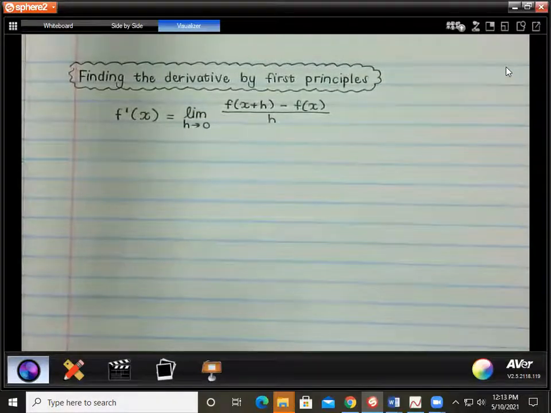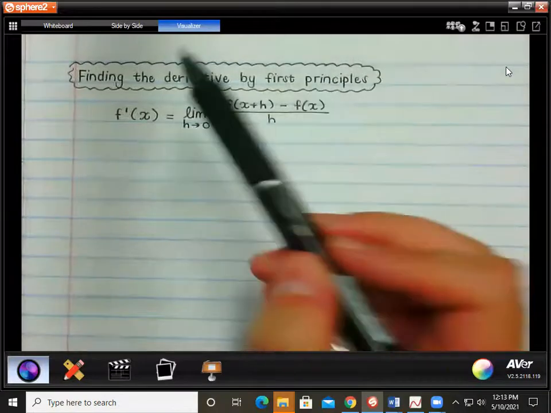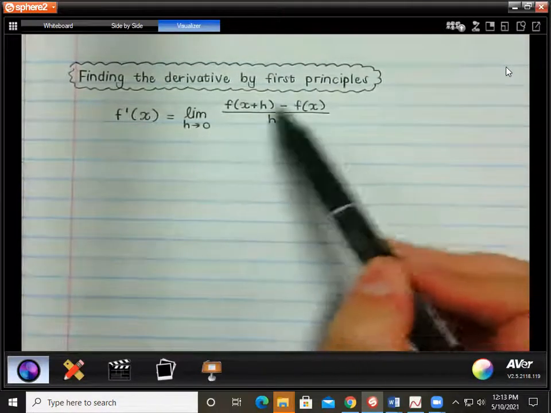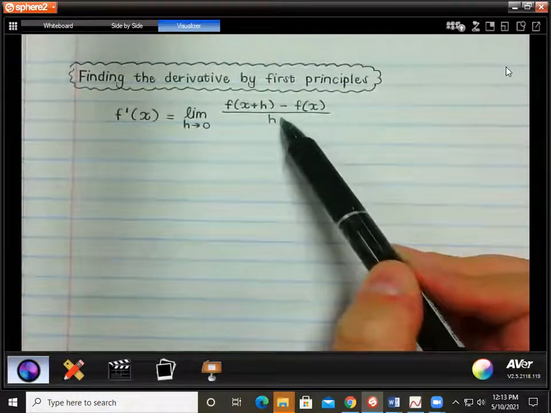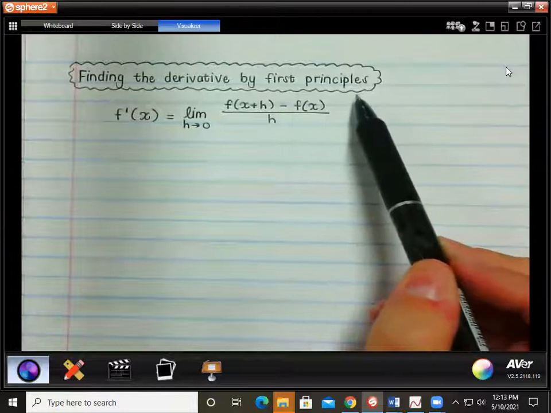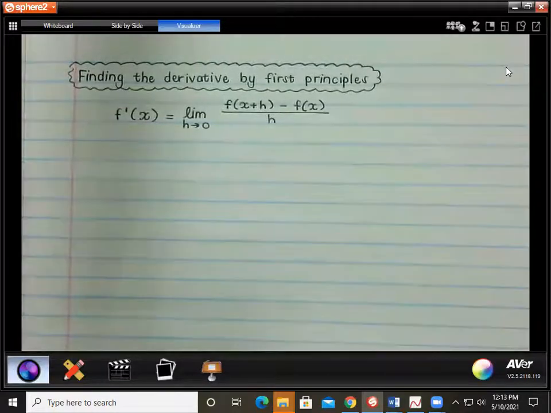We've just done limits, and we obviously know that if you have an h in your denominator, you can't just sub h equals 0 straight in. So we're going to have to find what f of x plus h is, then subtract f of x from that, and hopefully we can somehow take out an h at the top so that we can cancel out the h at the bottom.